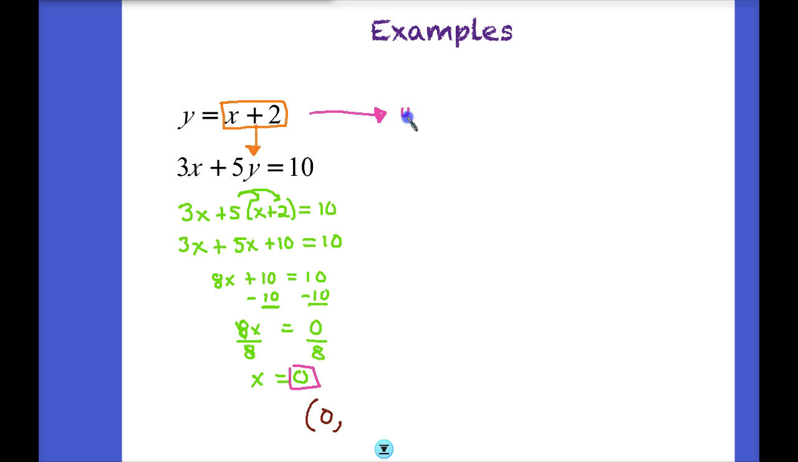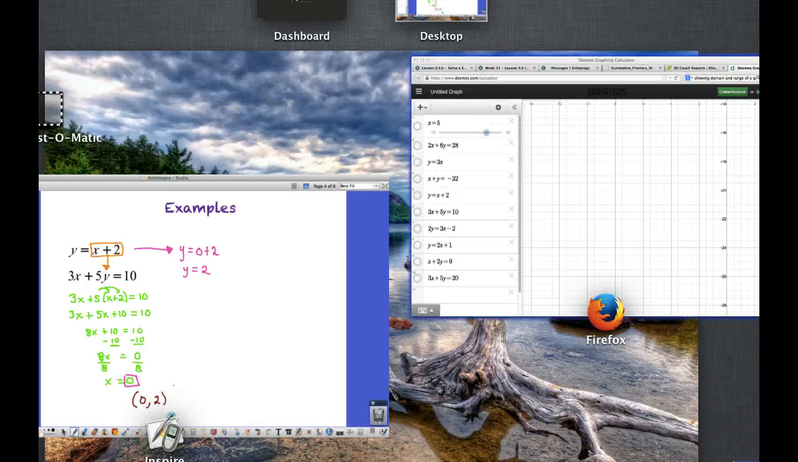So I'm going to write y is equal to, and I'm going to replace the x with the 0, plus 2. Well, 0 plus 2 is just 2, and now I know what y is. So y is 2. So I know they intersect at 0, 2, and we can check this graphically.